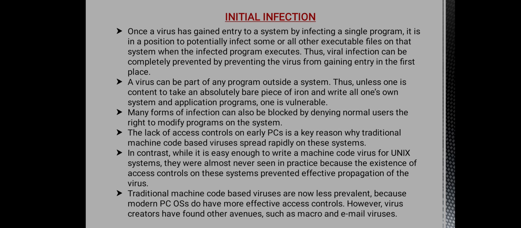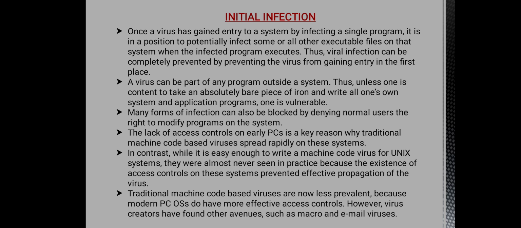Next, initial infection. Once a virus has gained entry to a system by infecting a single program, it is in a position to potentially infect some or all other executable files on that system when the infected program executes. Thus, viral infection can be completely prevented by preventing the virus from gaining entry in the first place. A virus can be part of any program from outside a system. Thus, unless one is content to take an absolutely bare piece of iron and write all one's own system and application programs, one is vulnerable.